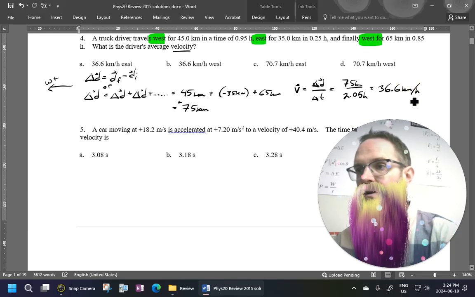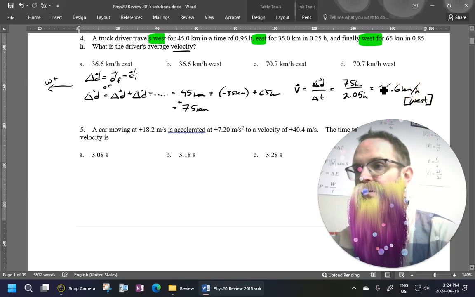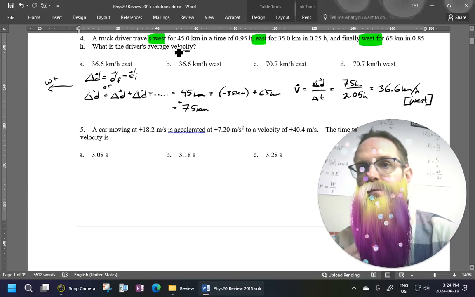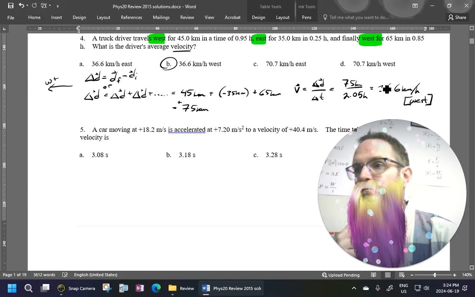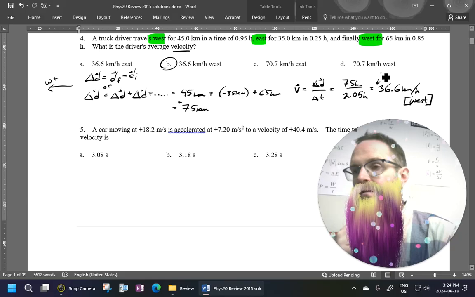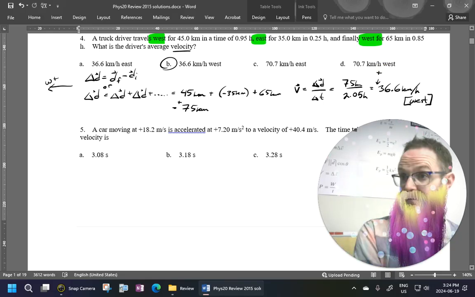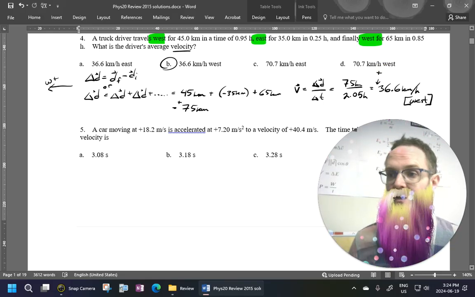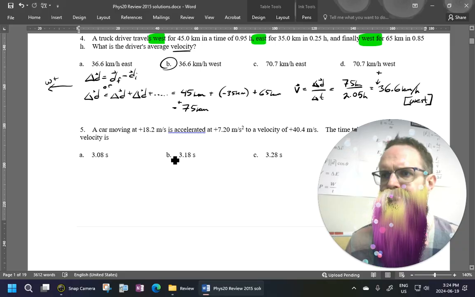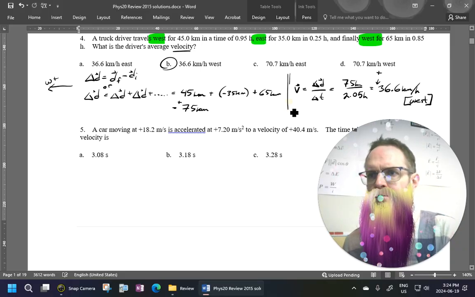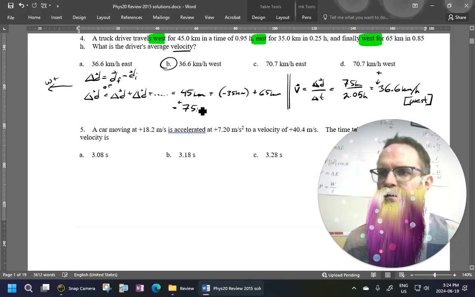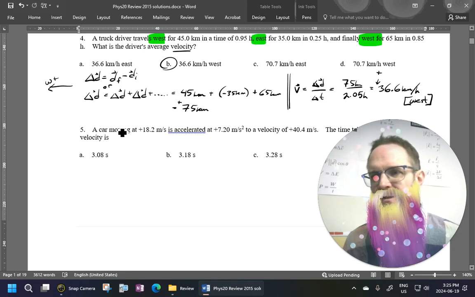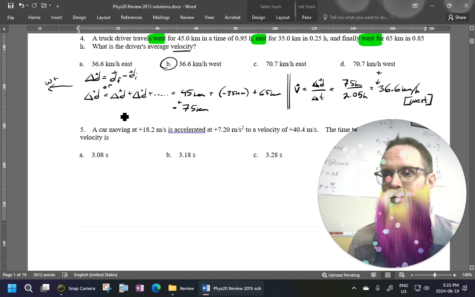kilometers per hour. Because it ended up being positive, we were going west, right? Because it was positive. So there we go. It's a positive number. If it was negative, it would be going the other direction. You can find the total time by just adding them together.